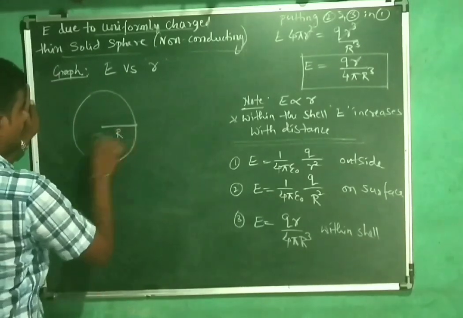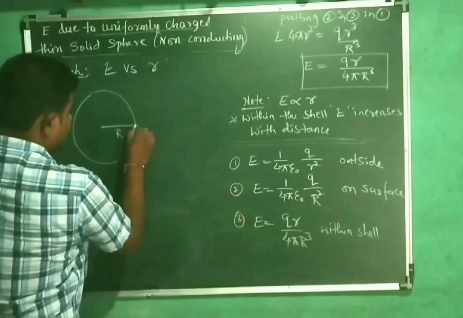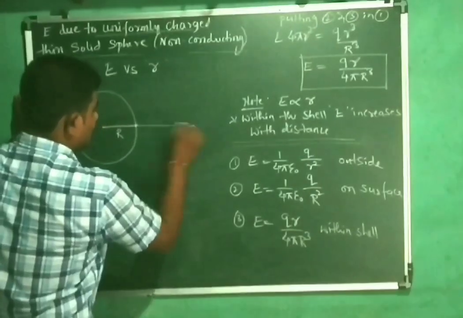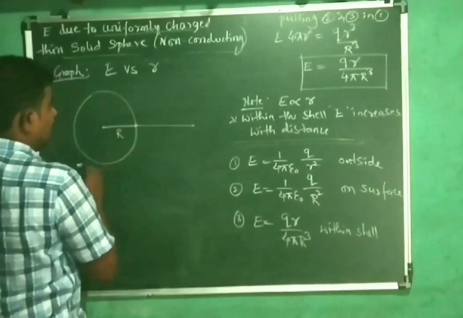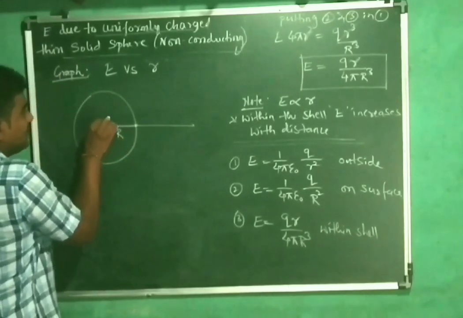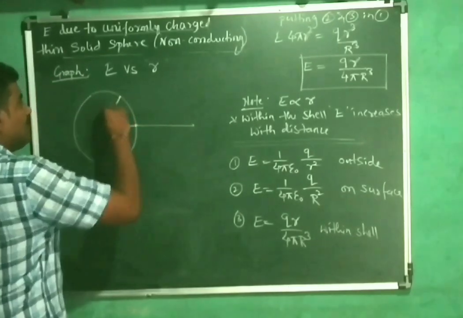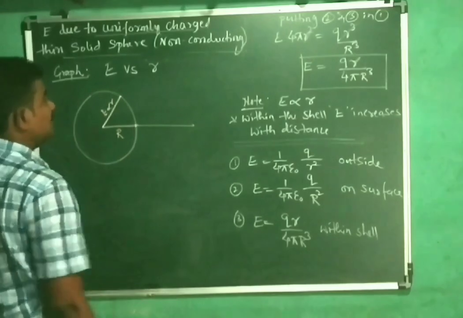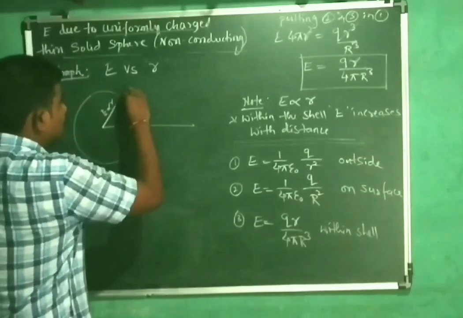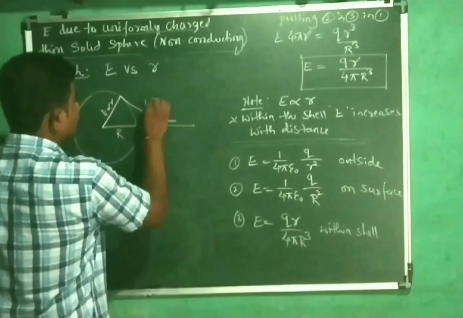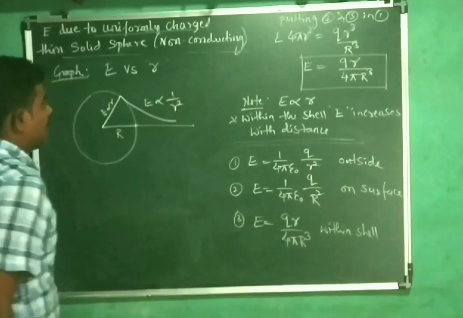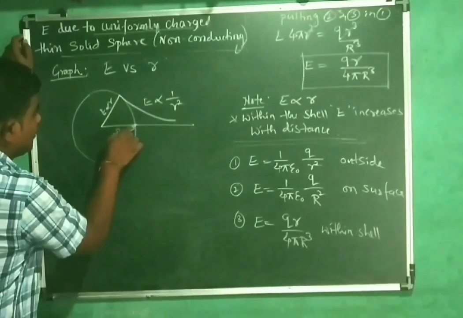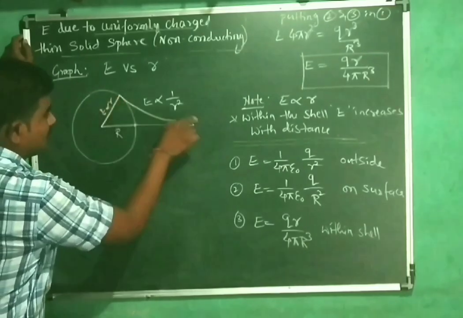First we shall check with a shell only. See here, this distance is R. As distance increases beyond the surface, the electric field goes on decreasing. It means electric field increases till the surface. So electric field is directly proportional to r inside, and on the surface electric field is maximum, and as you go away from the surface, the electric field goes on decreasing this way. Electric field is inversely proportional to the square of distance. So this is the graphical representation. This is within the shell, this is on the surface of the shell, and this is outside the shell.